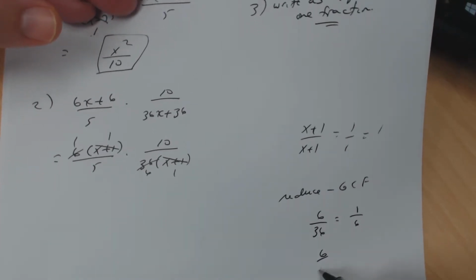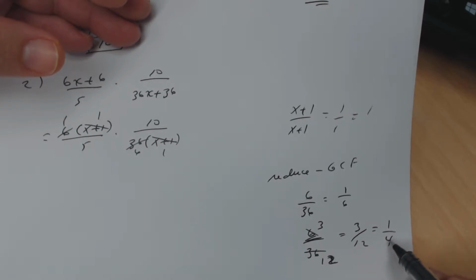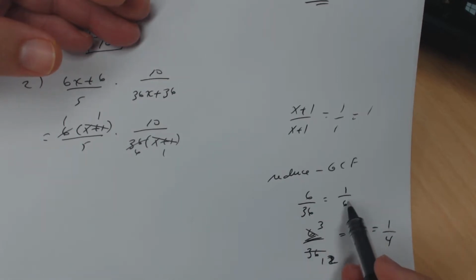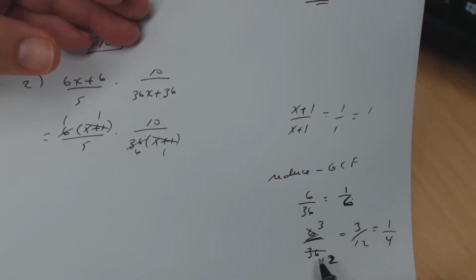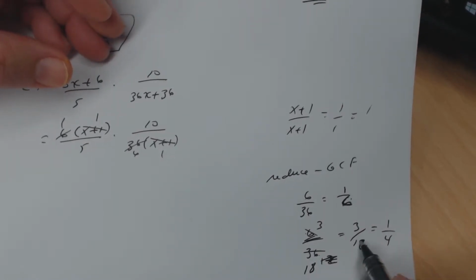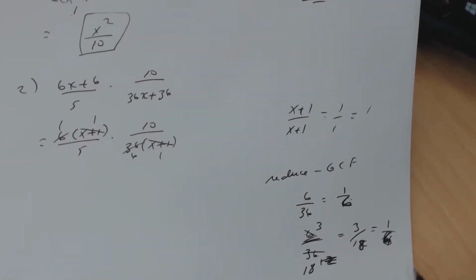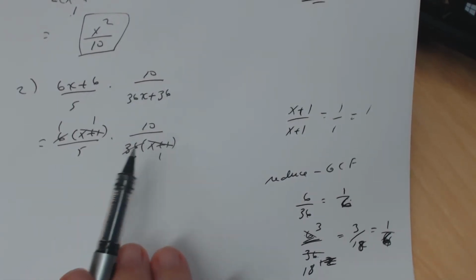Now, if you had said 2 into 6 is 3, 2 into 36 is 18, and so you get 3 over 18, you should recognize that 3 and 18 still have a 3 in common, so that's 1 over 6. Oops, sorry, I did something wrong somewhere. I kind of messed this up here, but that's the idea you're going to use here.